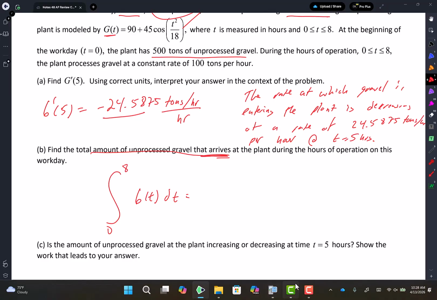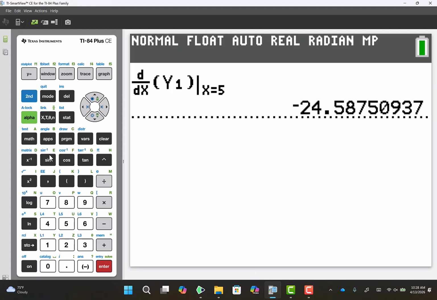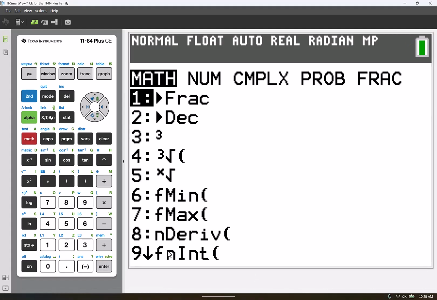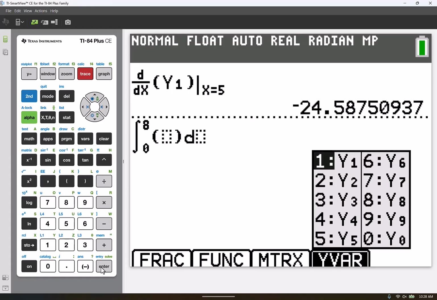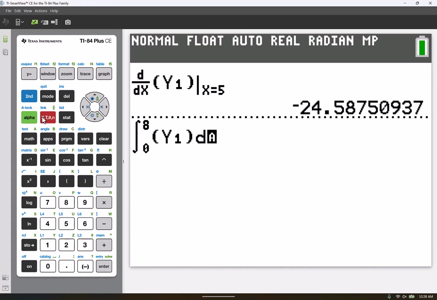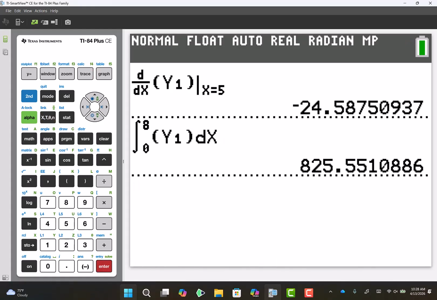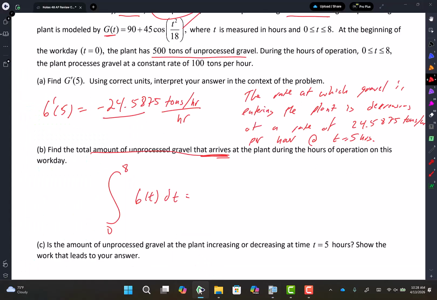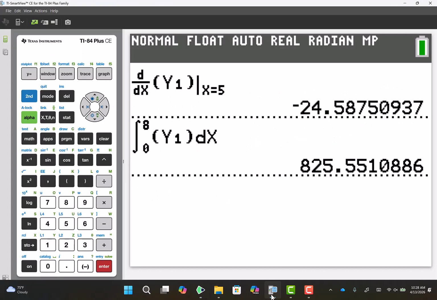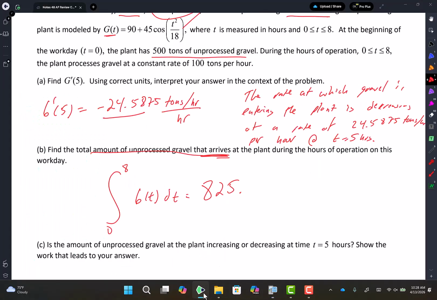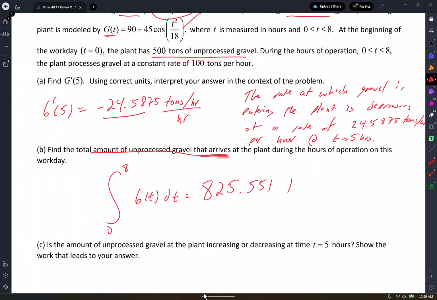So take your calculator. You already have it in Y1. Math, number 9, from 0 to 8. Alpha, trace, Y1 and X. Does everyone know why we're not including the 500? Okay, because they just want to know what? How much has arrived? 825.551 tons. There it is. That's how much has arrived.